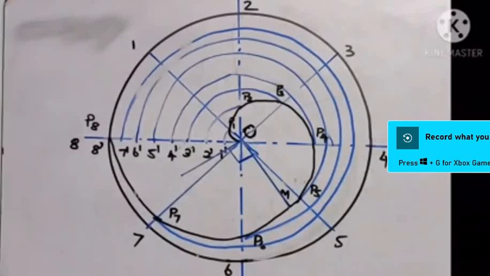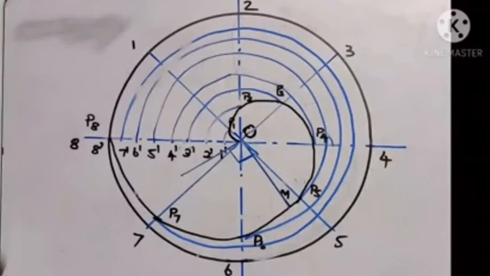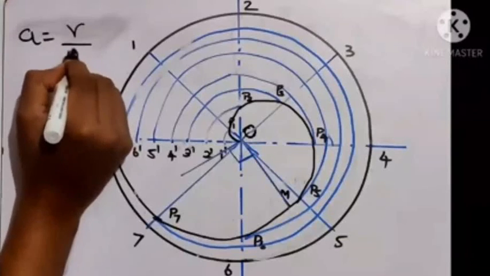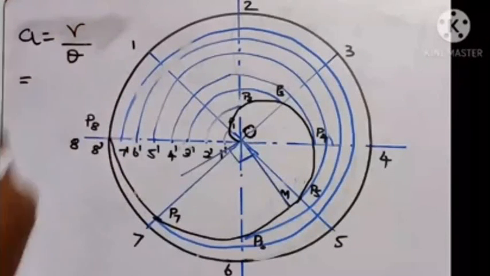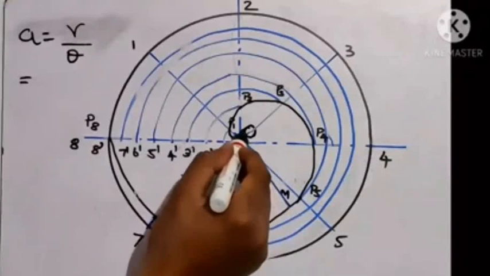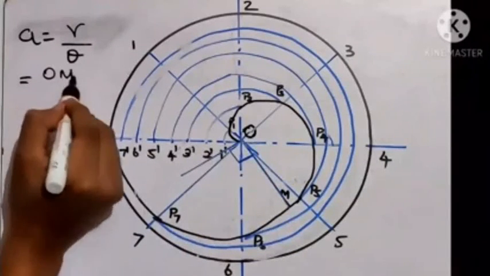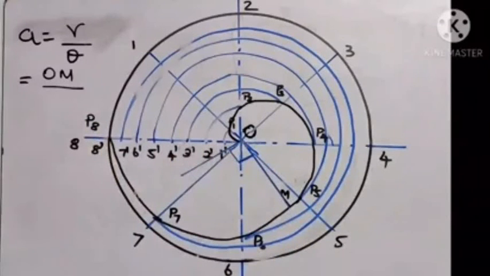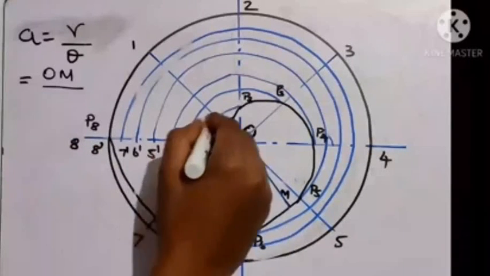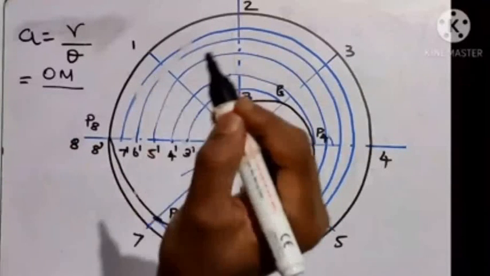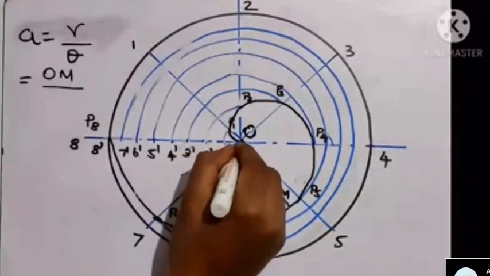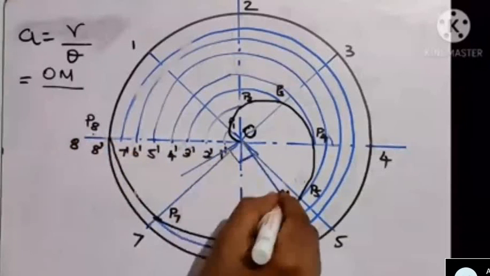Next we need to make one small calculation. We need to find A, which is nothing but a constant. It's the ratio of small r divided by theta. The small r is the distance of the OM line. So the distance of the OM line is divided by the angle between the OP8 line and the OM line. So this angle, I will show with a black line, from the OP8 line to the OM line.